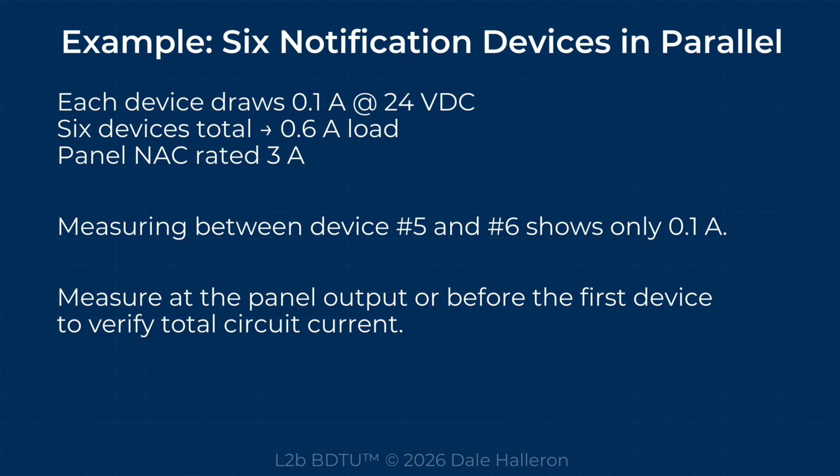In our example, we have the 6 notification devices in parallel. Those are horn strobes. Each device draws 0.1 amps. This is just a suggestion or an example. You'll have to look at what your horn strobes actually draw. So 0.1 amps at 24 volts. 6 devices total is 0.6 amps of load. Now our NAC circuit might be rated at 3 amps total. Measuring between device 5 and 6 shows only 0.1 amp. Measure at the panel output or before the first device to verify total circuit current.